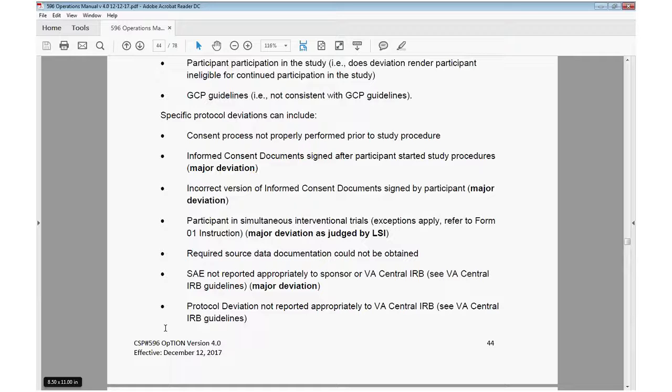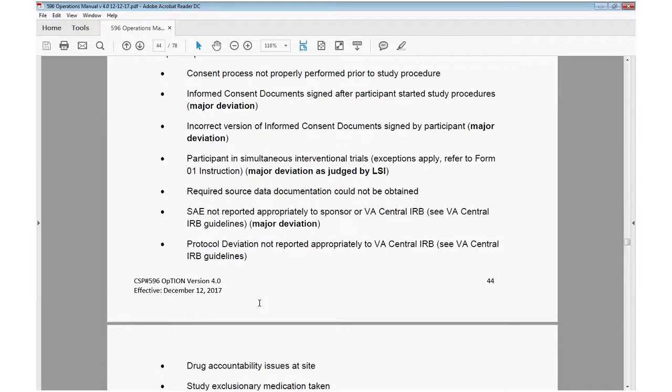Required source documents, documentation could not be obtained. SAE not reported appropriately to sponsor or VA Central IRB, major deviation. Protocol deviations not reported appropriately to the VA Central IRB, see VA Central IRB guidelines.